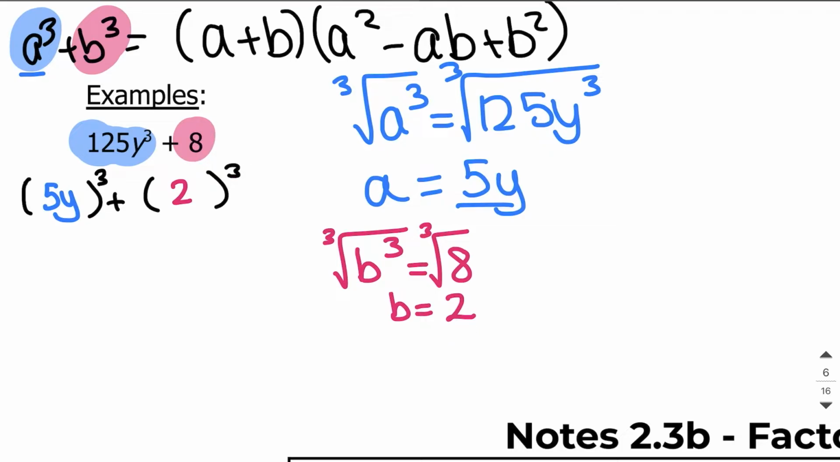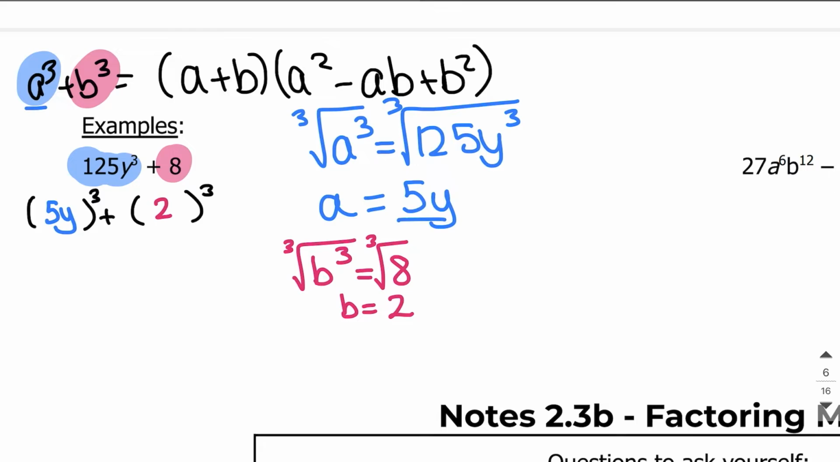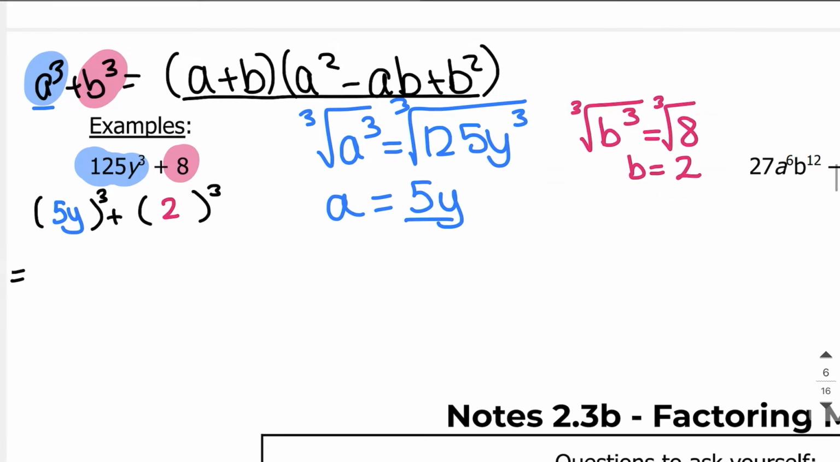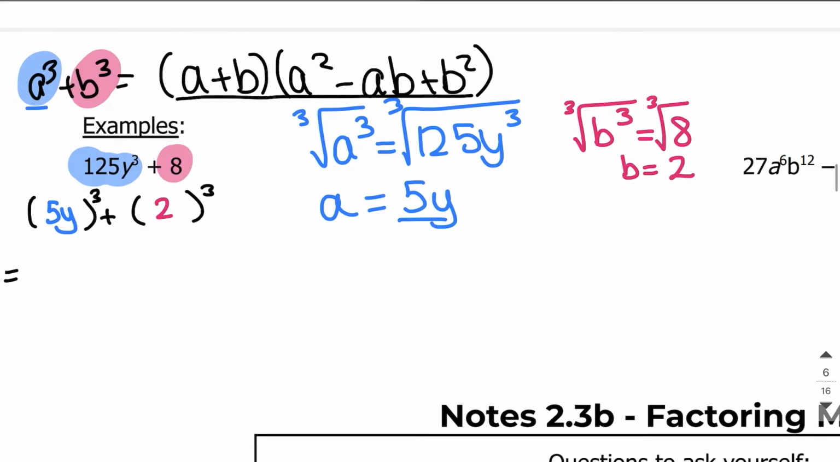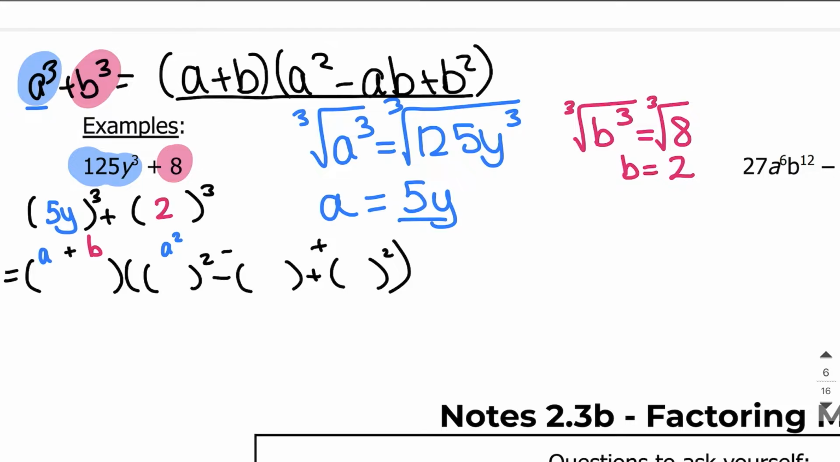Okay, so now if you remember right here, the factored form looks like this. Just move this over here. Sorry, I know you can't do that on your paper. Just try to squeeze it in. So right here, I'm going to write this out as a plus b times a squared minus ab plus b squared. So again, this would be a plus b multiplied by a squared minus ab plus b squared.